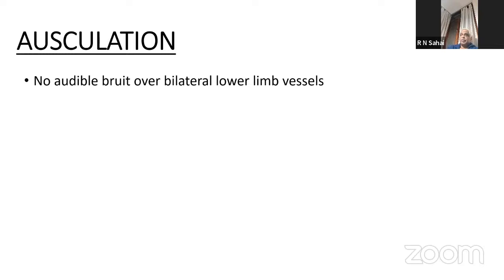So let me ask you one more question. Have you heard of TASC 2 guidelines? Yes, sir. What is it? Sir, it is a consensus which will tell us, in femoropopliteal and distal vascular disease, between endovascular and surgical therapy, what will be more suitable for the patient, open surgery or endoluminal surgery.